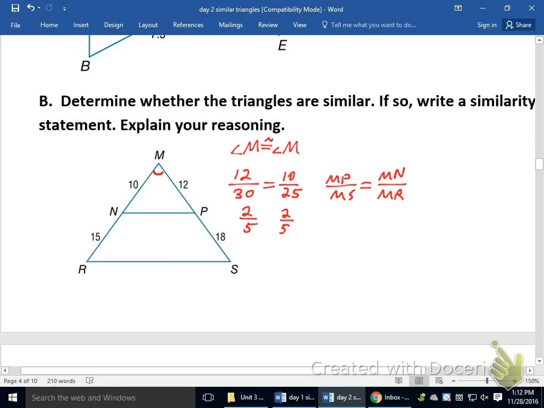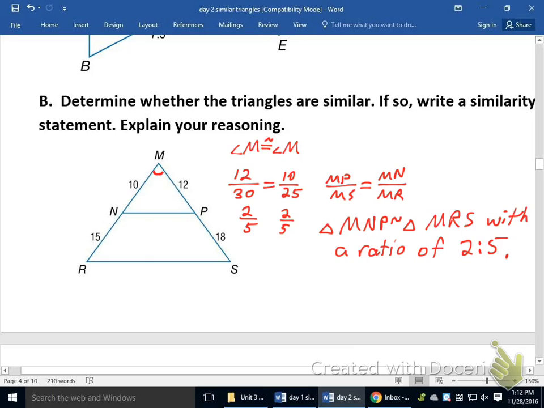So now I'm ready for my statement that triangle MNP is similar to triangle MRS with a ratio of, since I listed the smaller one first, I need to put it as 2 to 5, not 5 to 2. And I'm going to say that this is by the side angle side postulate. Yeah, again, side angle side similarity.